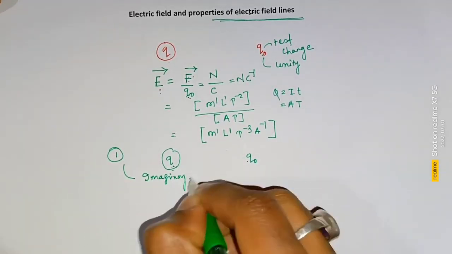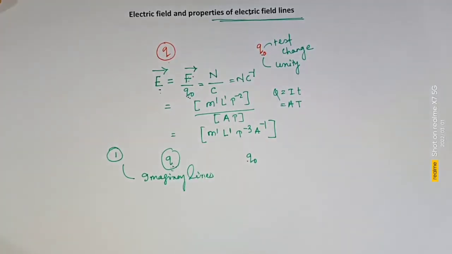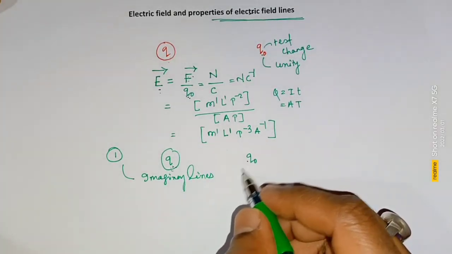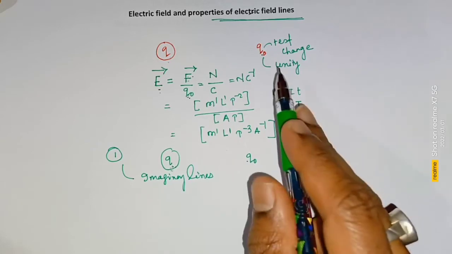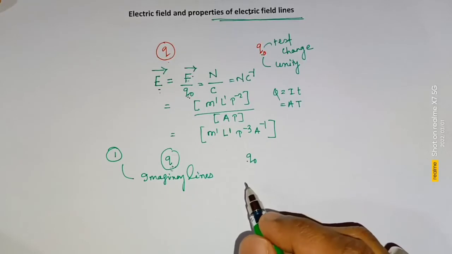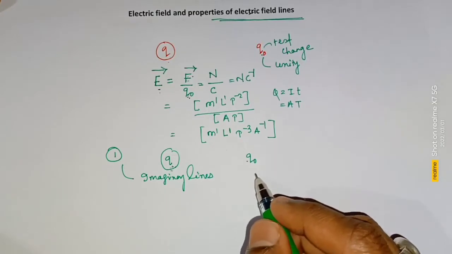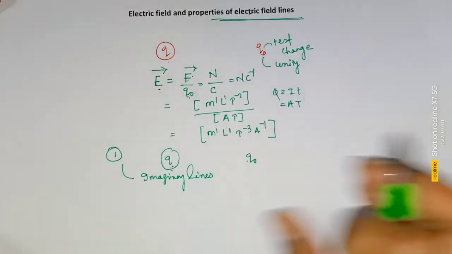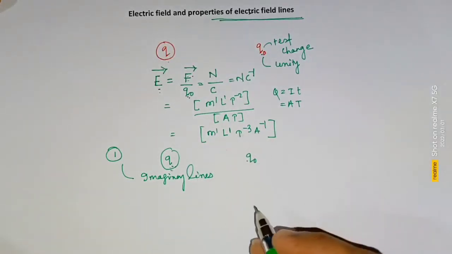Imaginary lines which describe the electric field. Electric field lines are the imaginary lines which describe the electric field intensity. So these are nothing but the imaginary lines that we draw.